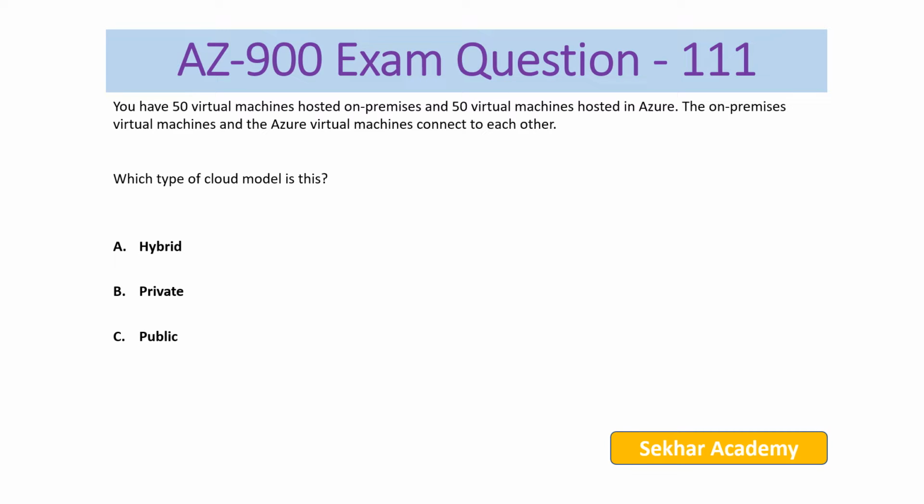AZ-900 exam question number 111. You have 50 virtual machines hosted on premises and 50 virtual machines hosted in Azure. The on-premises virtual machines and the Azure virtual machines connect to each other. Which type of cloud model is this? Like we have 50 virtual machines hosted on premises and another 50 virtual machines hosted in Azure. So this will be hybrid cloud model, right? So the right answer is hybrid cloud model.